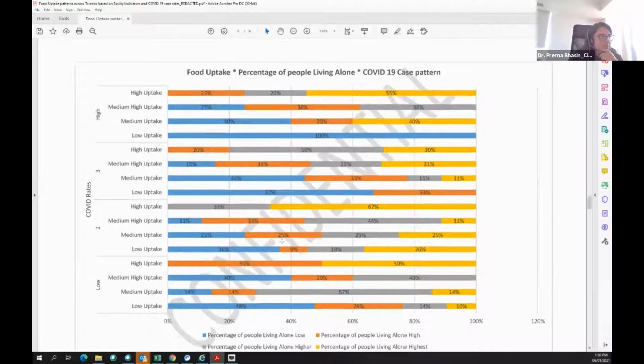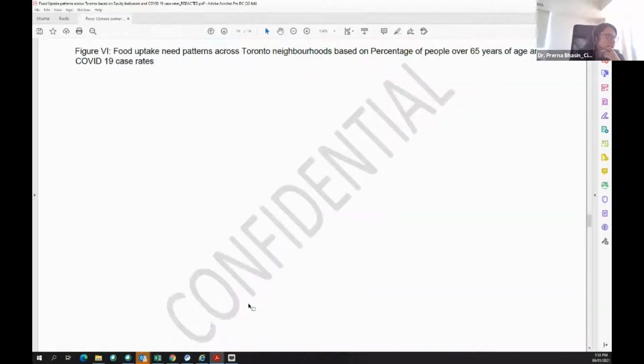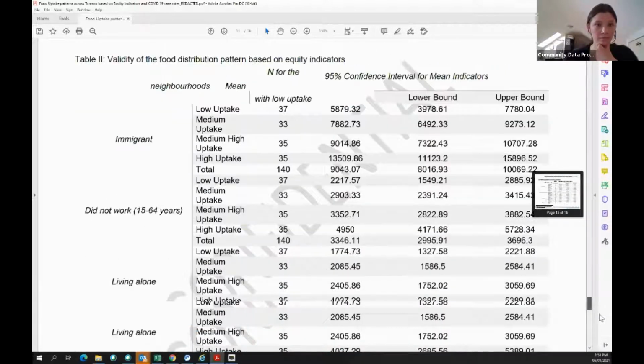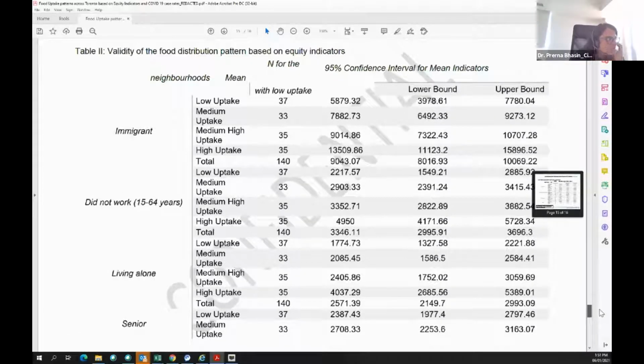And this is for percentage of people who were living alone. Our target was to have higher percentages here and here. That means the model was working, or it was valid. I think I did one more cross tabulation at the end, in the food distribution table. Once some real-time data came in, we tried reassigning these neighborhoods with low uptake, medium uptake.